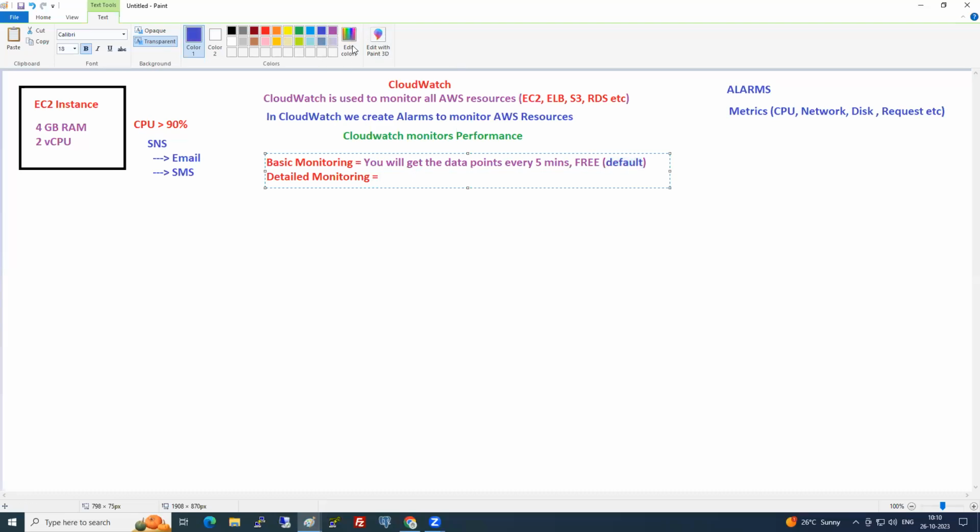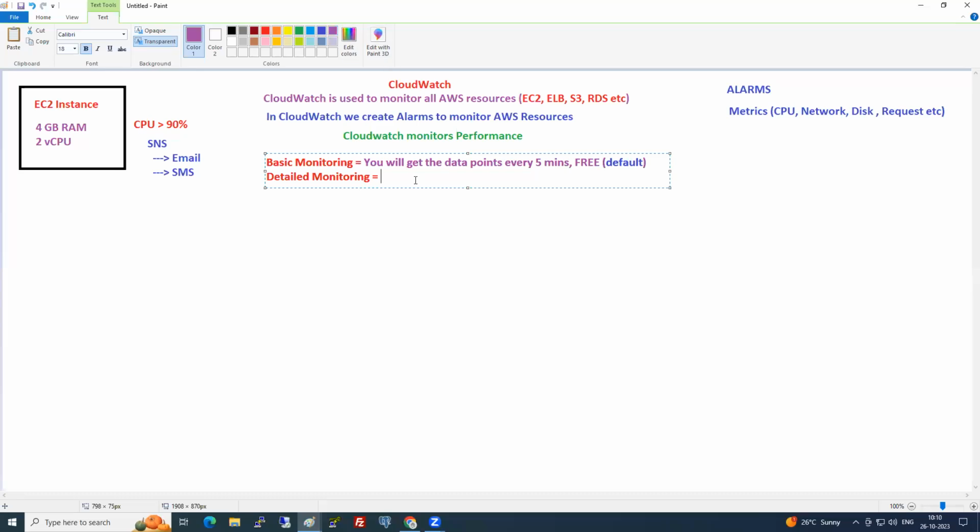Now, detailed monitoring means you will get the data points every 1 minute. It's up to you whether you want to enable detailed monitoring or not. Let's say in real time you have a very critical EC2 instance, and you want to monitor every minute because it's a very critical server. Your manager tells you to monitor every minute, so you go and enable detailed monitoring. Every minute you will get the CPU utilization, minute-wise.